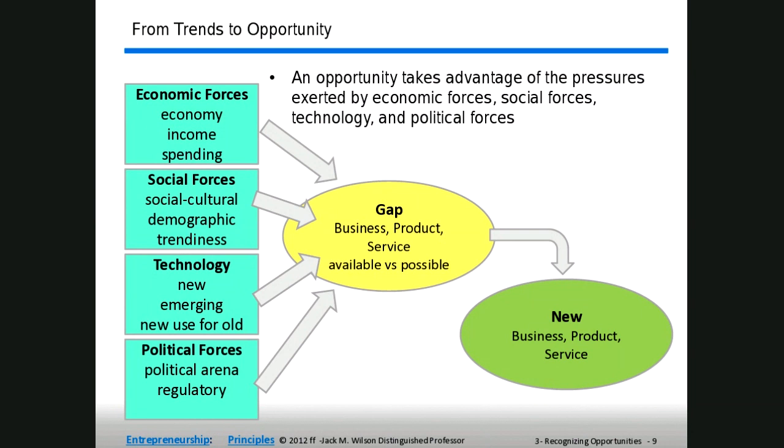Now, here are some of the things that when we're trying to identify this opportunity that we're going to look for. Are there economic forces working for us? What's happening in the economy? What's happening with people's income? What's happening with people's spending? Are there things there that are going to drive an opportunity? What social forces are out there? Social, cultural, demographic, trendiness.